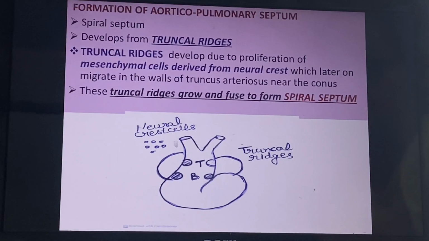Now, with the discussion of aorticopulmonary septum formation. This is just arising from the spiral septum. Now this spiral septum is developing from the truncal ridges. So what are these truncal ridges?